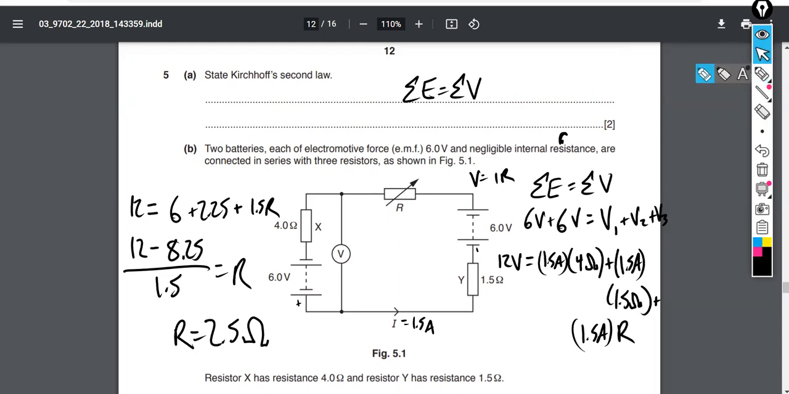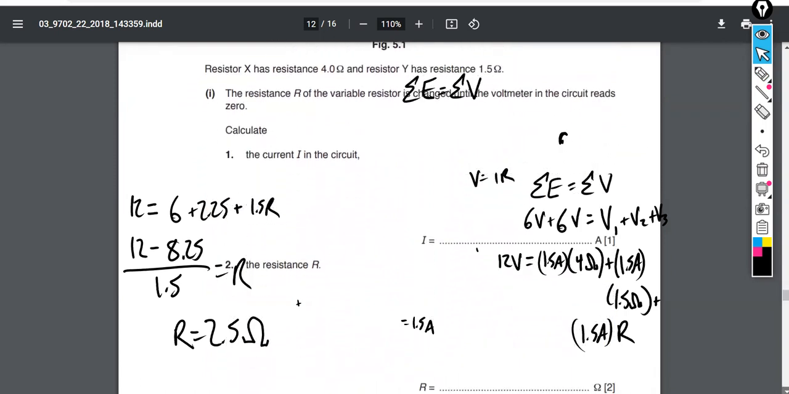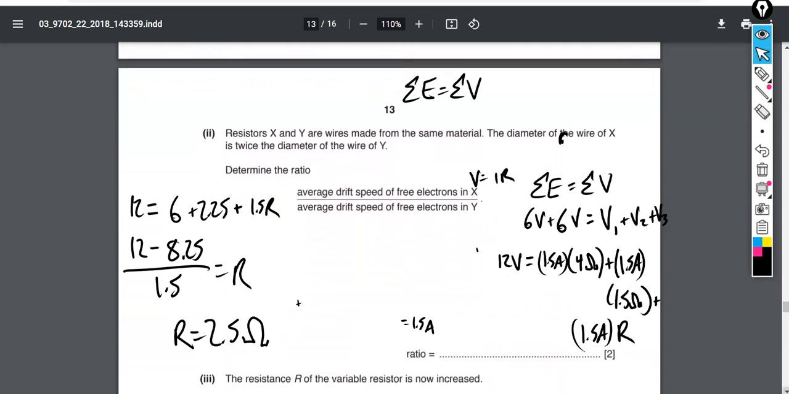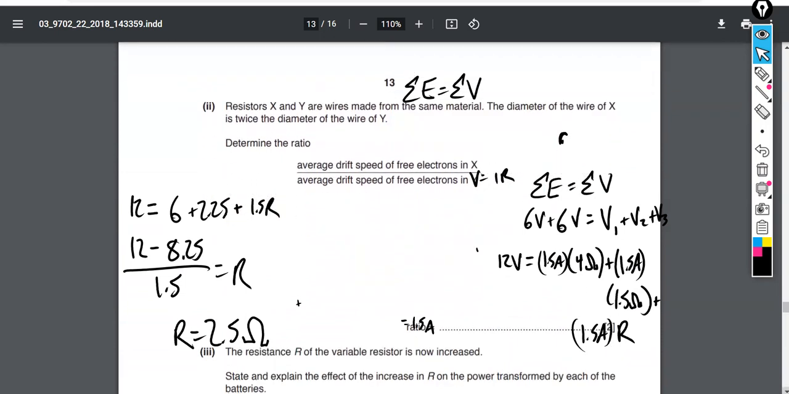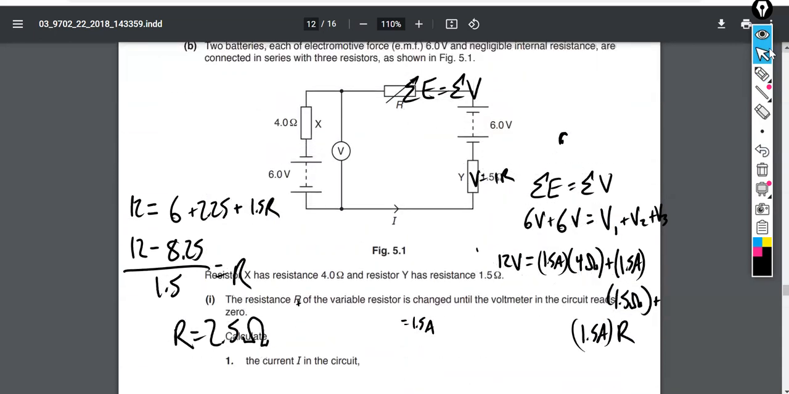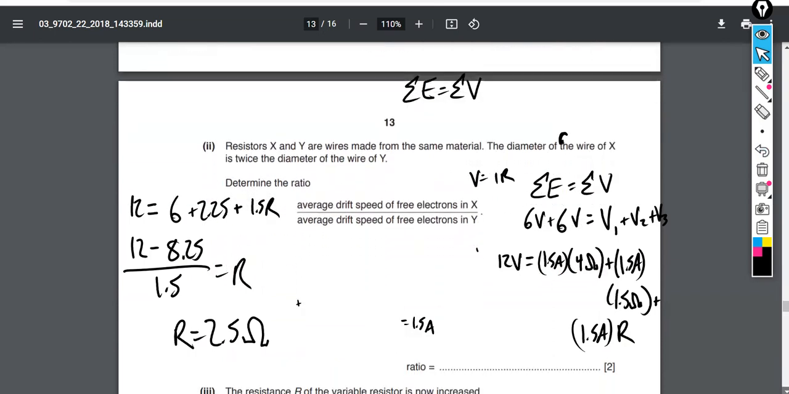All right, so we took care of solving for the current and the resistance R. Now we're going to determine the ratio of the average drift speed of the free electrons in X compared to the free electrons in Y. So we've got 3 resistors, but 2 fixed resistors, X and Y, and their resistances are 4 and 1.5 ohms respectively. And we want to calculate the ratio of the drift speed of the electrons in those resistors.